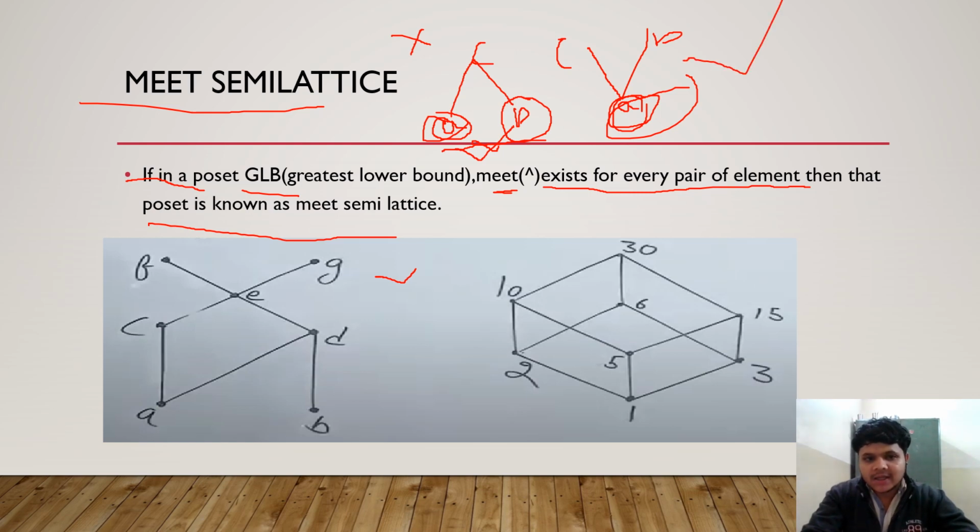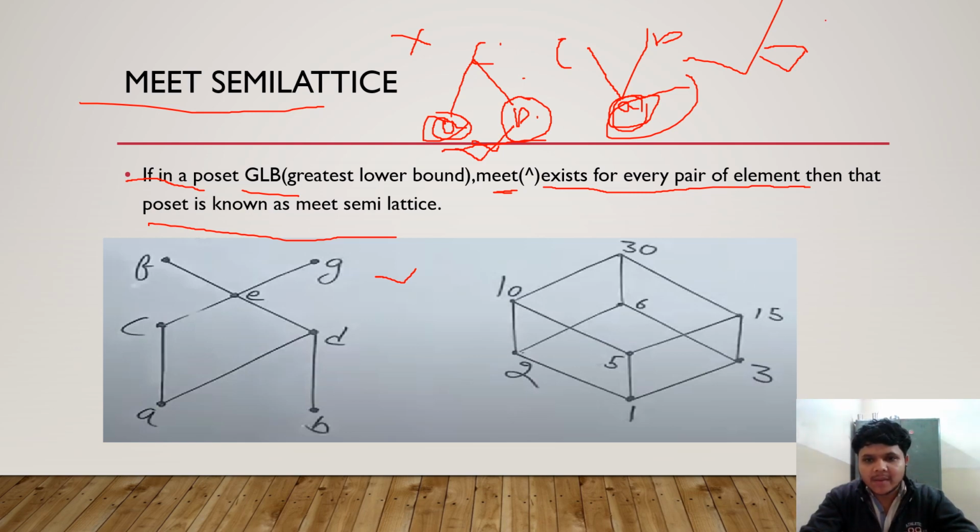Now again, in join semilattices, I have discussed a short trick. Here also I will discuss a short trick. If in any figure a single bottom is there, then we can consider it for checking whether it is a meet semilattice or not. But if in any figure there is no single bottom, then directly we can say that this figure is not a meet semilattice.